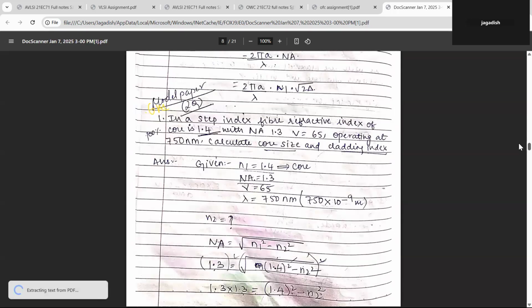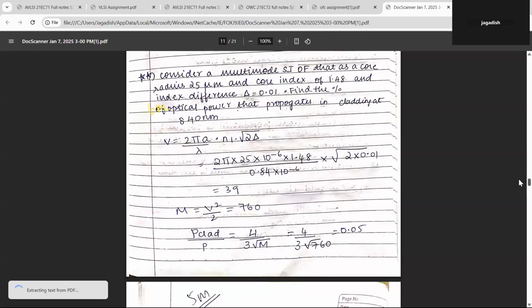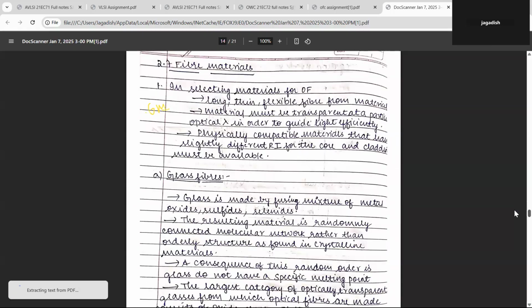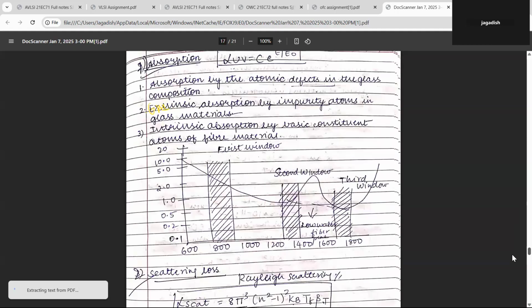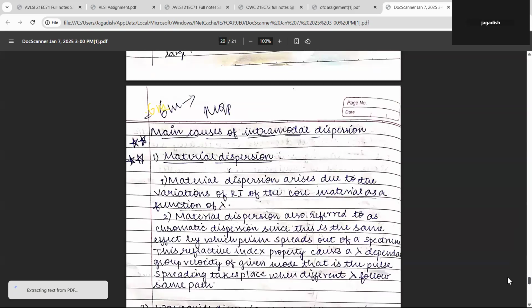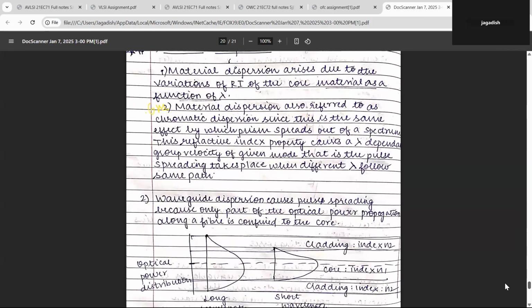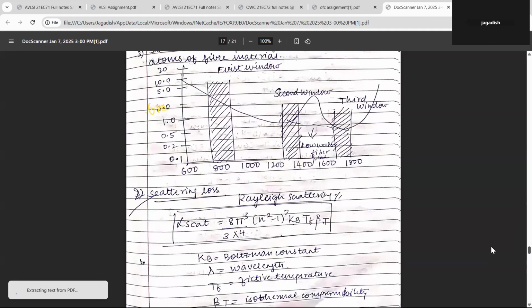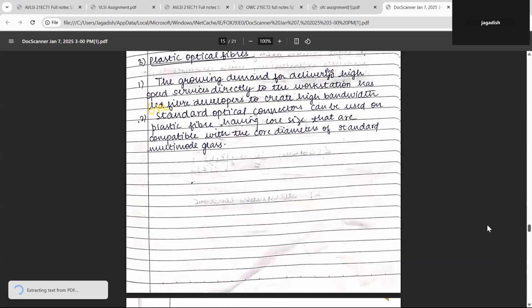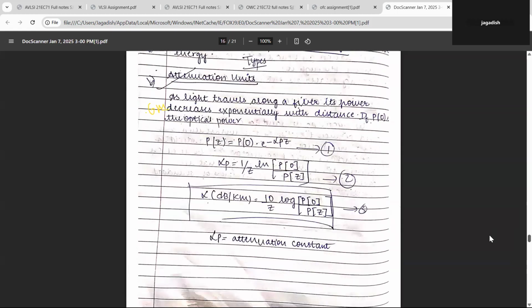So we will practice more problems, theory and all. See, the notes are very good. I have written stars, and these are asked most frequently in the examination. See, there are 12 marks questions on attenuation and dispersion, students.